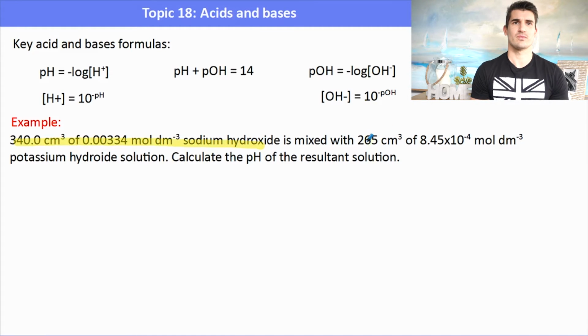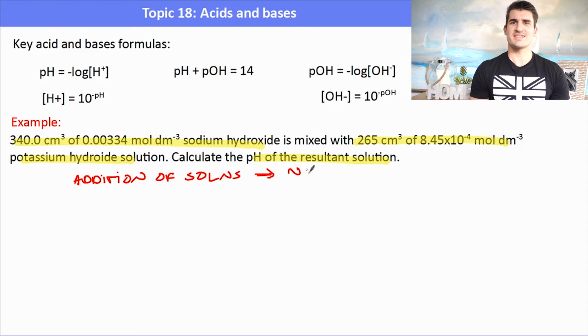Okay, another example. 340 centimeters cubed of a solution of sodium hydroxide is mixed with 265 centimeters cubed of a solution of potassium hydroxide. Calculate the pH of the resultant solution.